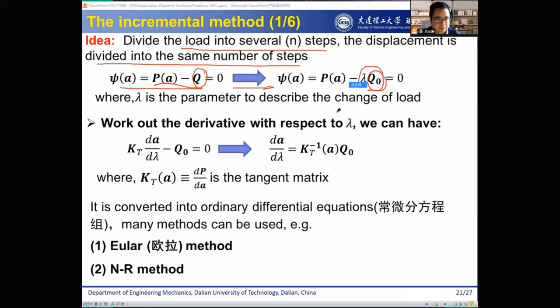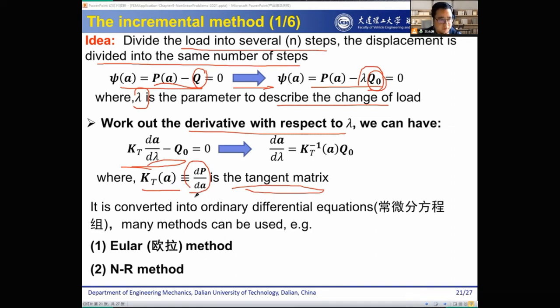Lambda is a parameter to describe the change of the loads. For the incremental method, we work out the derivative with respect to lambda. This is our lambda parameter, and from this equation we take the derivative, and we have this one. Here Kt we call the tangent matrix. Kt equals dP/dλ.